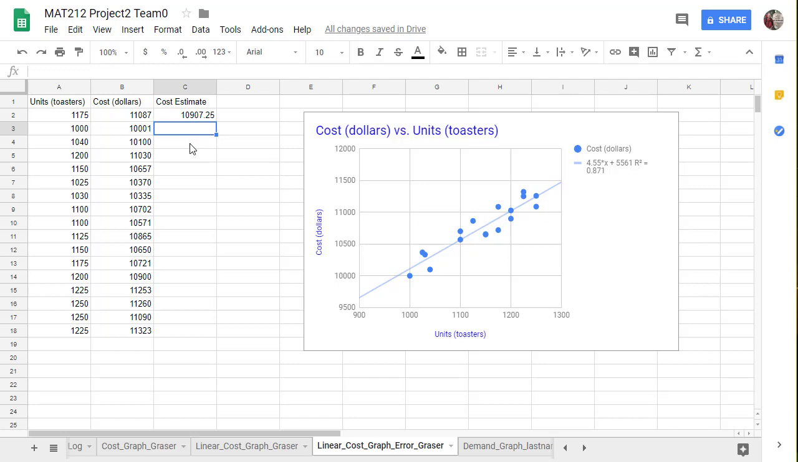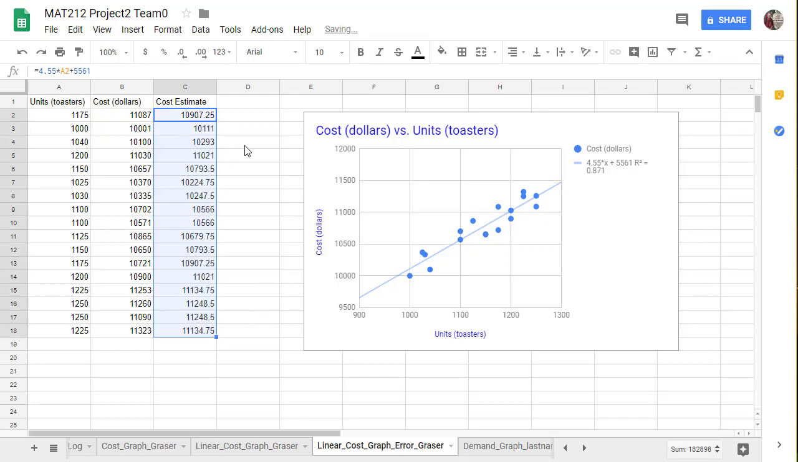Now I need to do that for every single one of these, but there's a little trick that we can use to do it for us. Go ahead and click on that cell again. Look for this little box right here. This is called the fill box. Once you get that plus, hold your mouse button down and drag it, and it's going to fill all of those cells with the formula that corresponds to the very first one.